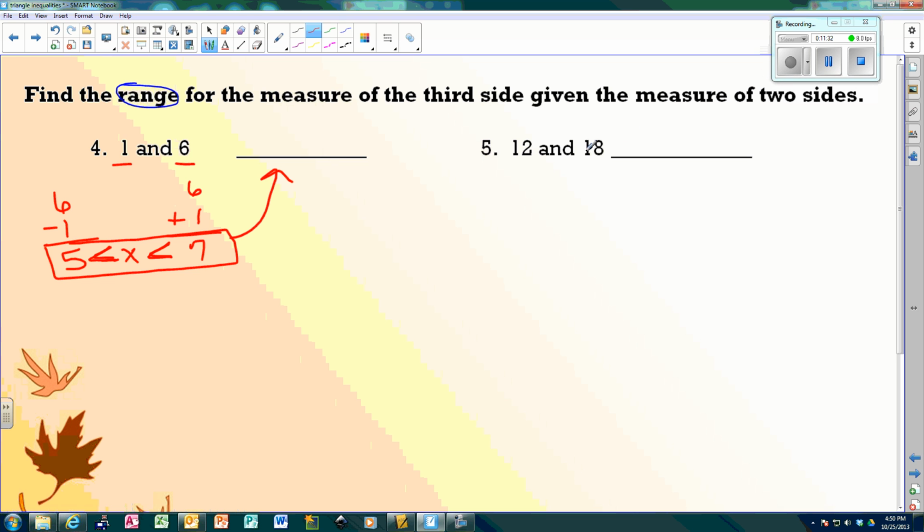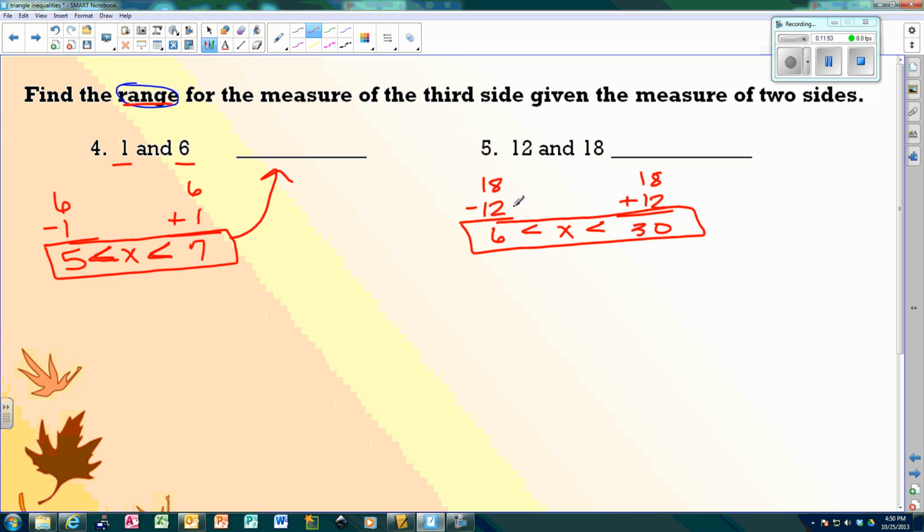All right. So same thing. When they ask for the range, take the two numbers. First you subtract, then you add, and then you stick the x in the middle and put two less than signs. And that is the range.